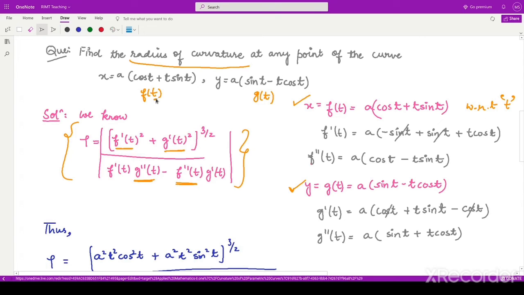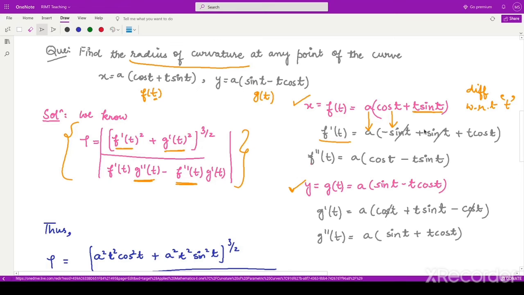This is a function of t, so we will differentiate it with respect to t. Once you differentiate it, you have f dash t. This is equivalent to a as such, being a constant. The derivative of cos t is minus sin t, and then the derivative of this term would be on the application of product rule.